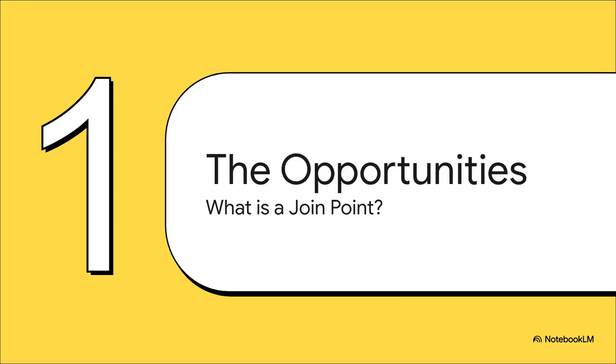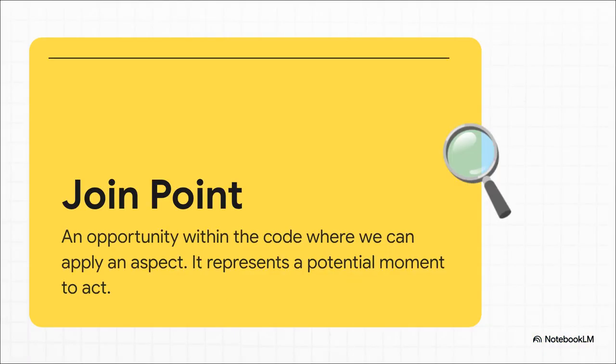So AOP needs to know where it could step in and do its thing. These opportunities, well, those are our join points. Let's break down what that really means. A join point is basically any point during the execution of your program where you could potentially inject some logic. Let's try an analogy. Imagine you're a stage manager for a big play. A join point is every single moment you could possibly give a direction. When an actor walks on stage, when they walk off, every single line they speak, every pause. It's the entire universe of potential cues you could act on.